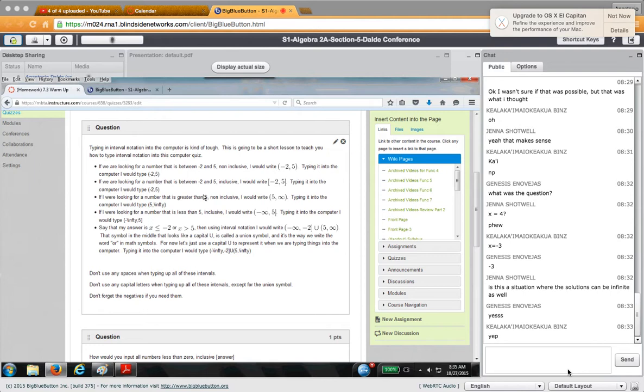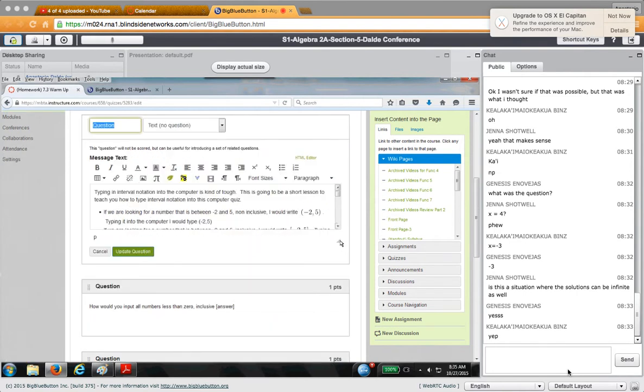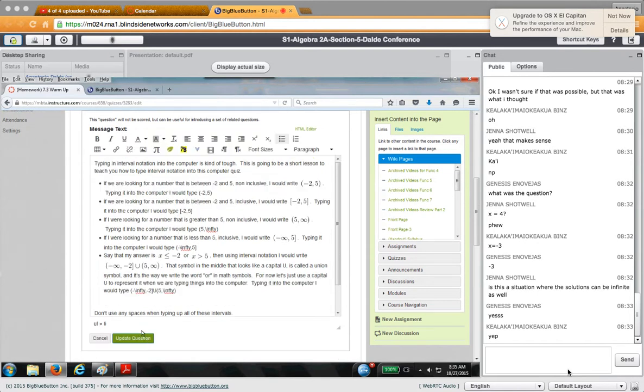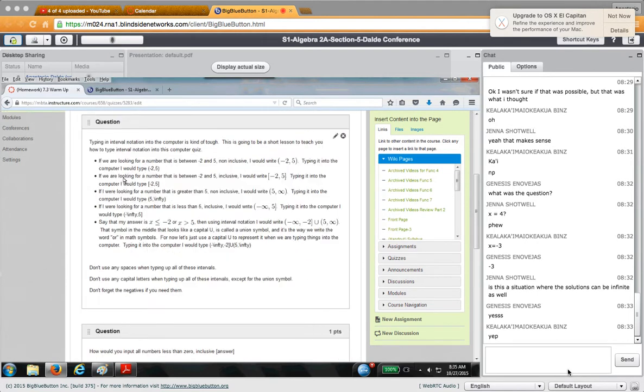If you're looking, oops, I screwed that up. Good thing we took a look at this because I screwed this up. There we go. If you're looking for a number between -2 and 5 inclusive, so that means you're putting a bracket around it, you would type in the bracket -2, 5, close bracket. We cool?